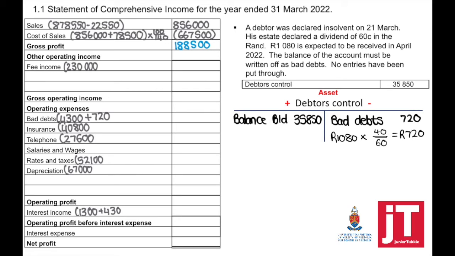A common mistake, we minus. Our expense will increase because of the bad debts which were written off. Your debtors control is going to be minus 720.